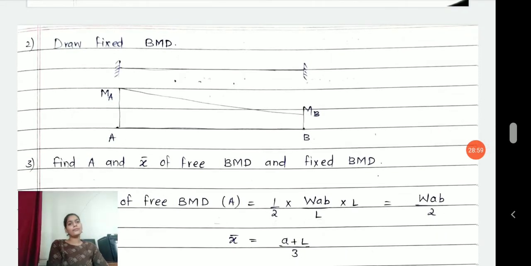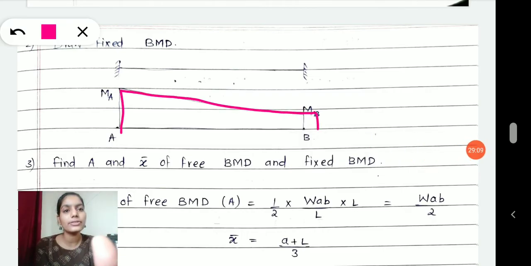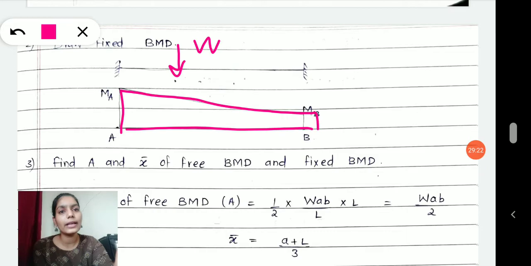Now draw a fixed bending moment diagram. Now here you can see the change. The change is that the fixed bending moment diagram is in a trapezoidal shape. Why is it in a trapezoidal shape? Because my load was eccentrically placed. It is not at the center. Which support is it close to? It is close to the A support.